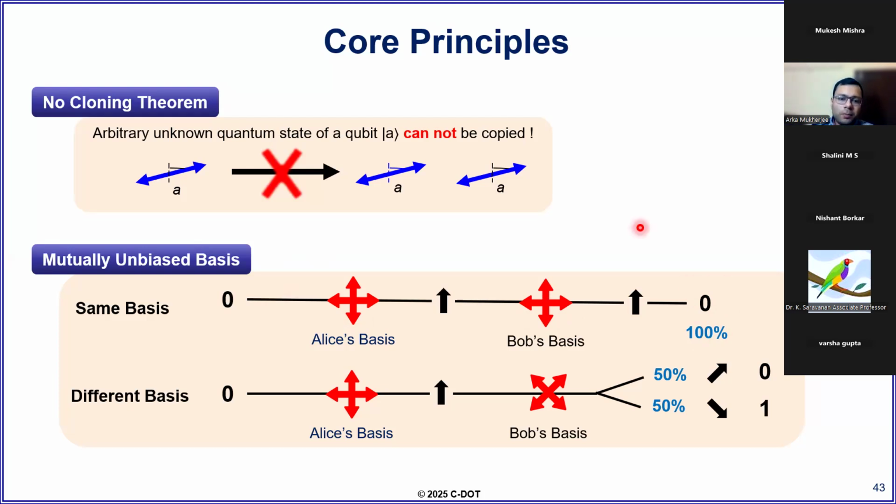But if I prepare a horizontal light using a rectilinear basis, but we measure it using a different basis, for example diagonal basis, then we cannot say with guarantee whether this state was actually a vertical state or a horizontal state, because we will get a 50-50 probability of getting a diagonal or anti-diagonal state. So this is the basic concept of the BB84 protocol: if there is a mismatch in basis between the preparation and the measurement, then we cannot tell with certainty whether we have received the correct state or not.